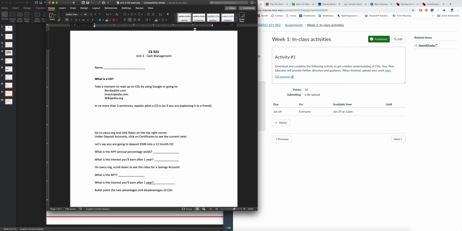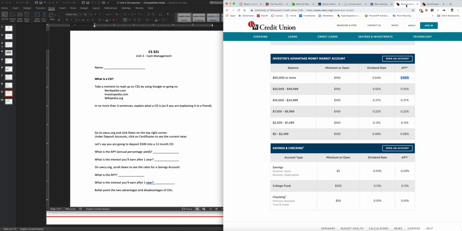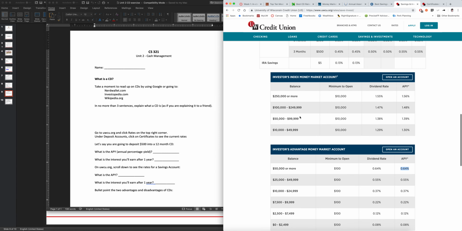It's going to send you to a couple of sites to do your own research on CDs. See if somebody else explains it better than I do. Absolutely, you will find better explanations than I just gave you. But I think the more time you spend absorbing the pros and cons of CDs, the more it's going to sink in. And then in your own words, like you're explaining it to a friend, describe what a CD is. And then come back to the UW Credit Union site and let's take a look. I'm just going to guide you through this. You're going to go to rates up at the top.